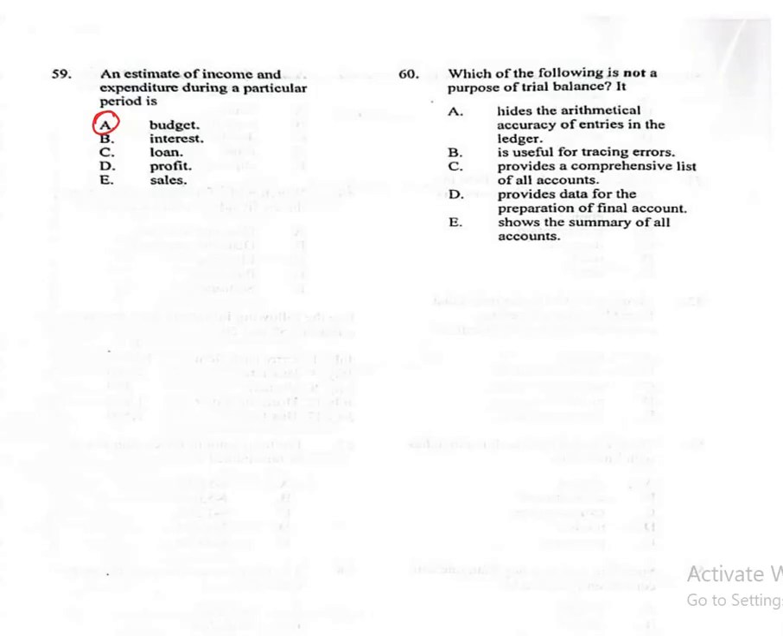Question 60. Which of the following is not a purpose of trial balance? It A, hides the arithmetical accuracy of entries in the ledger. B, is useful for tracing errors. C, provides a comprehensive list of all accounts. D, provides data for the preparation of final accounts. E, shows the summary of all accounts. The correct answer is A, hides the arithmetical accuracy of entries in the ledger.